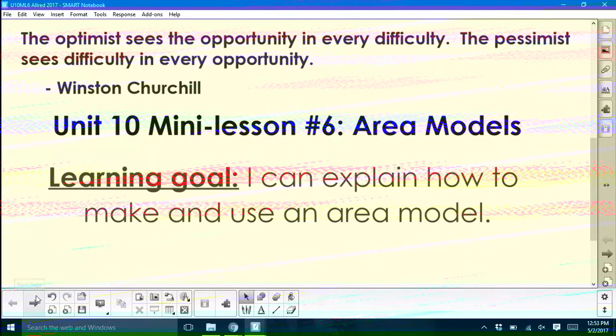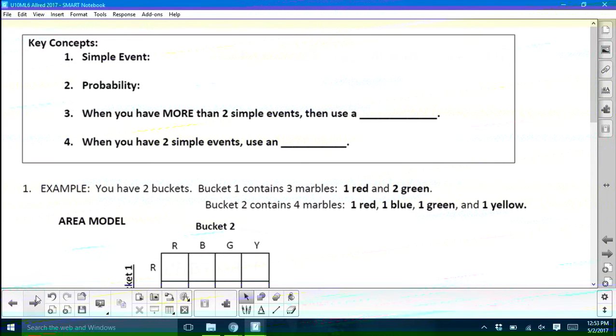Here we are. Over the course of this 3-day unit, we've talked about some key concepts. We've talked about simple events, the term probability and what it means. Those are some of the big words we talked about. Ed Pelzel is about to ask you if you know what those two words are, and then I'm going to tell you what they are.